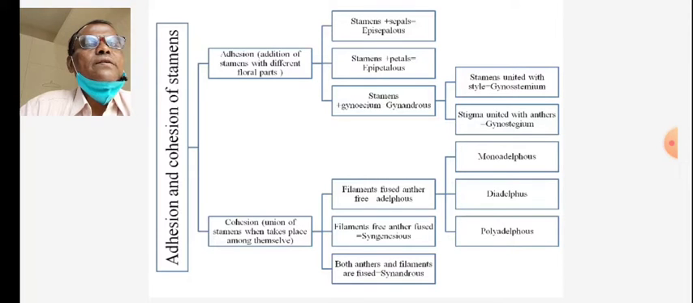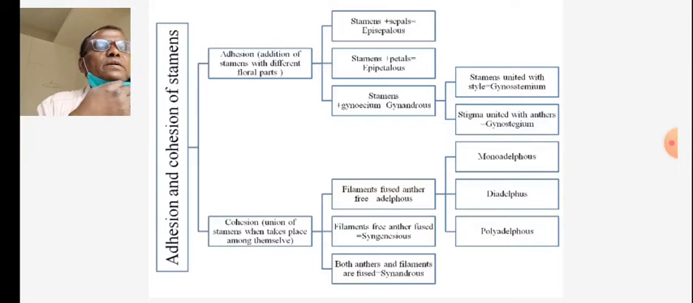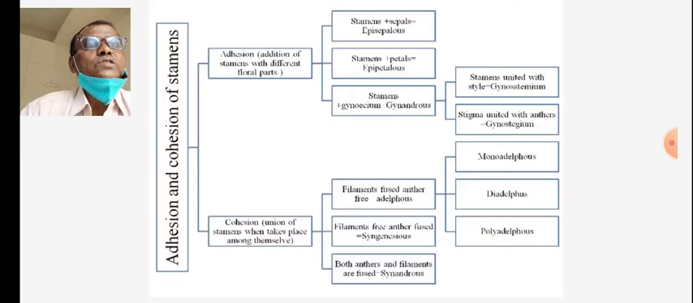It is divided into two. The stamens united with the style is called gynostemium, and the stamens united with the stigma is called gynostegium. Stemium and stegium are the two differences. So this is for the adhesion.